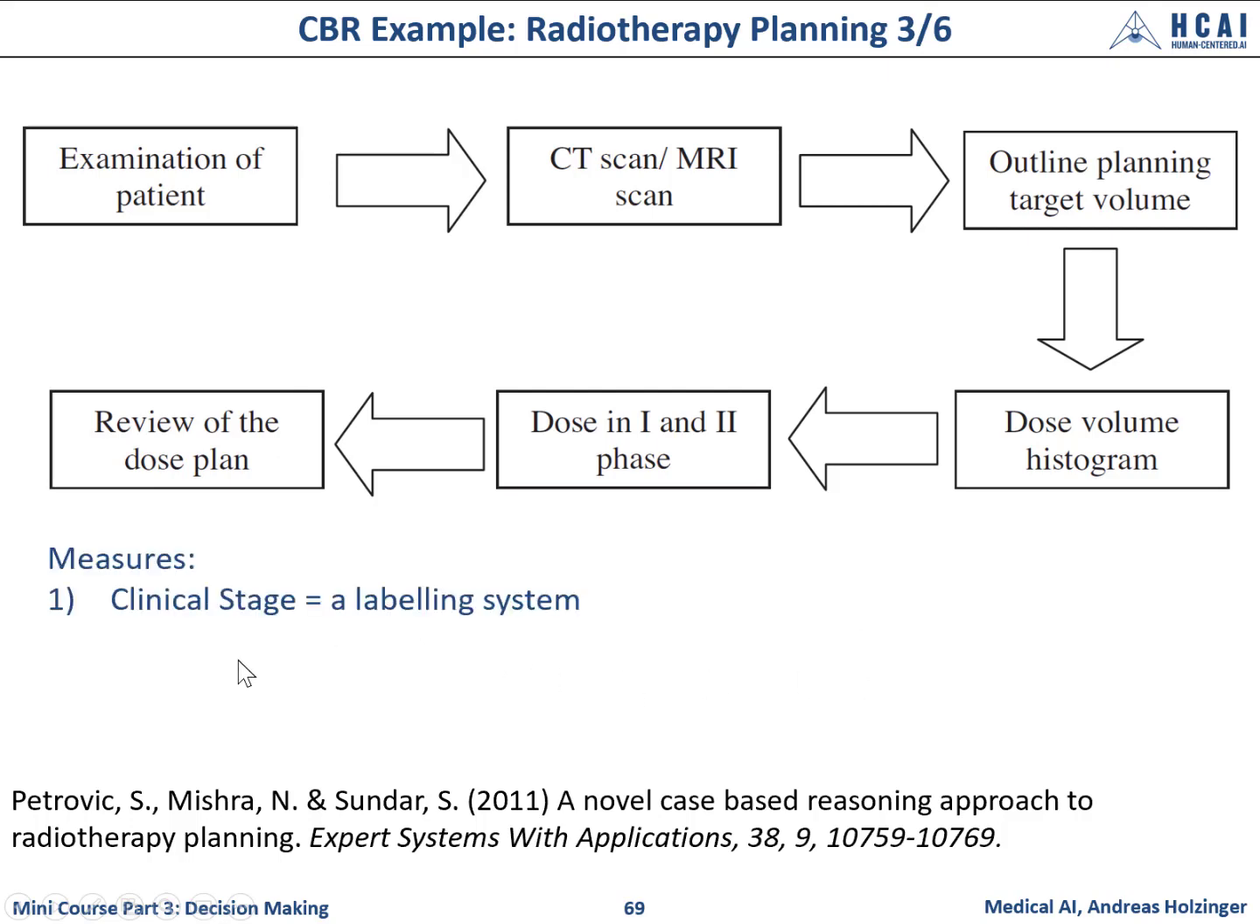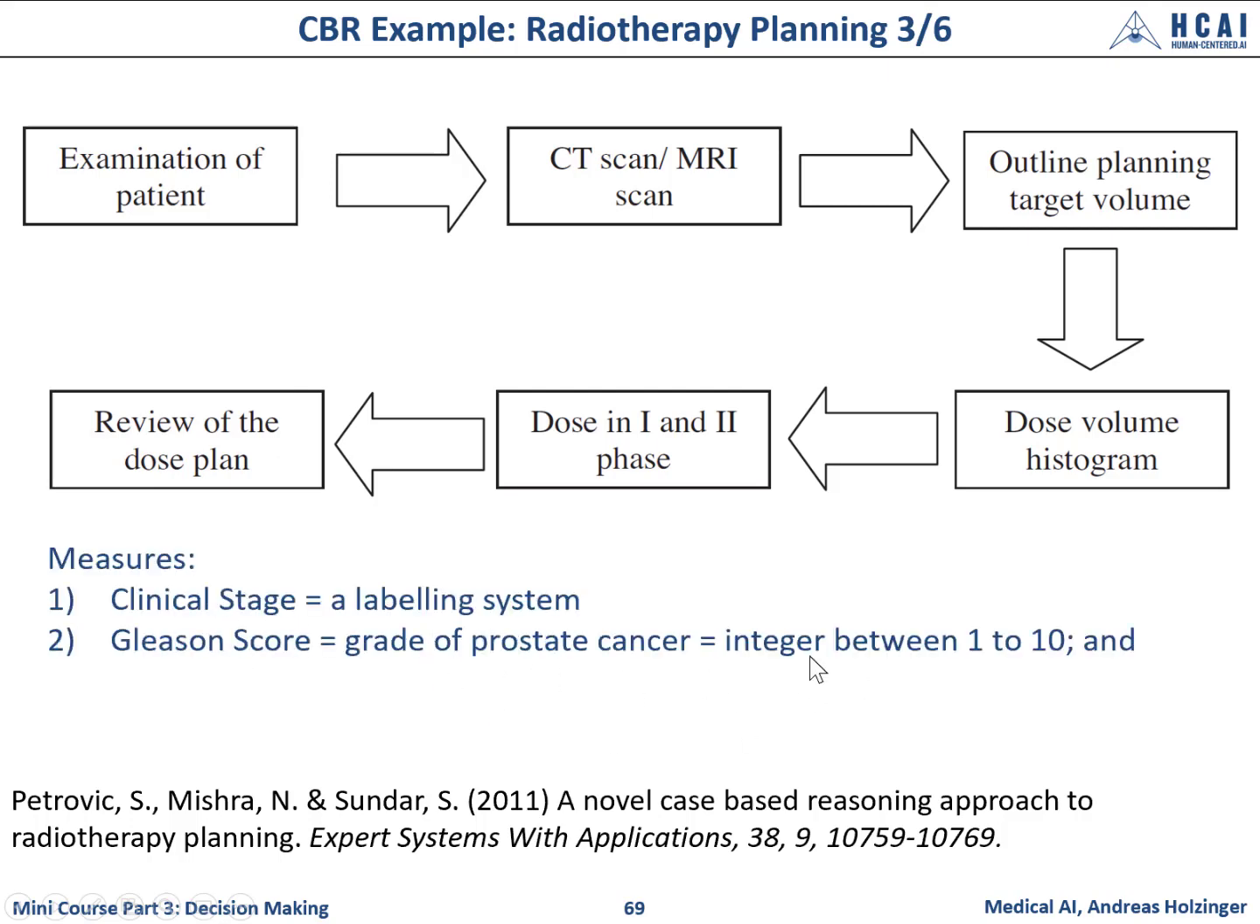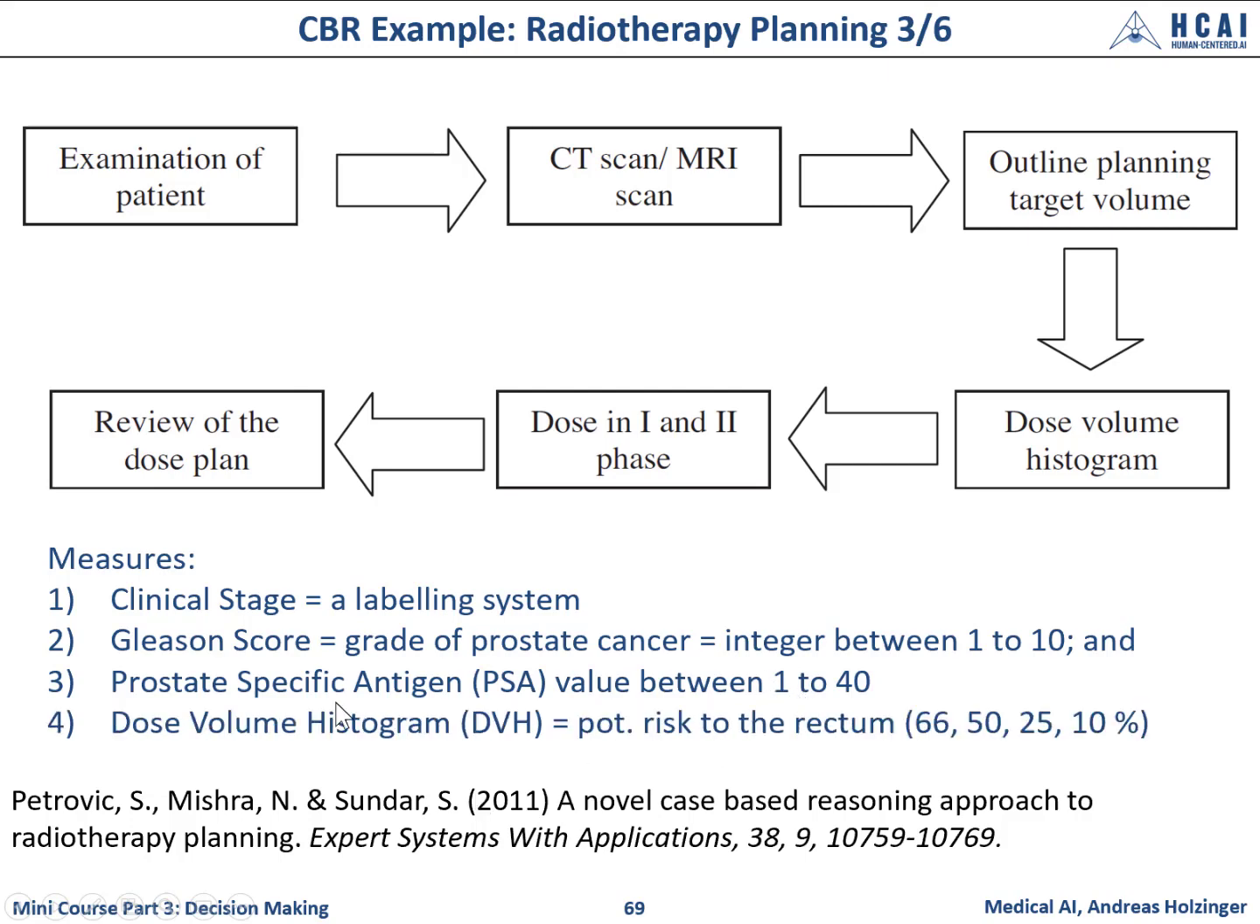And then you have measures, for example, a clinical stage labeling system, the Gleason Score. I will come to this in the next slide. And the prostate-specific antigen PSA value between 1 to 40. And then you have this dose volume histogram.